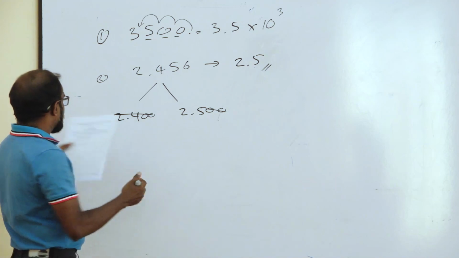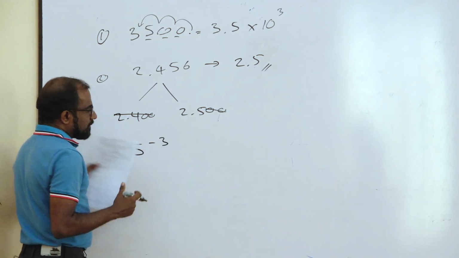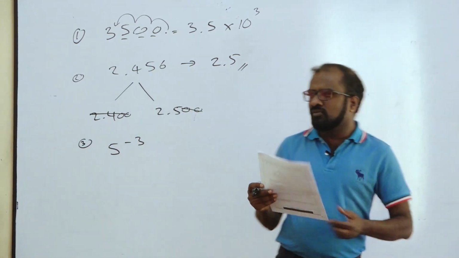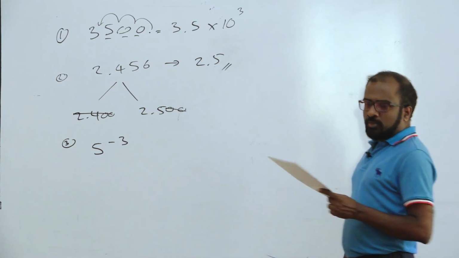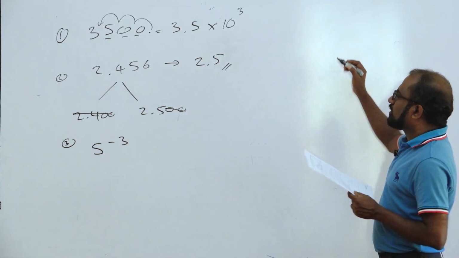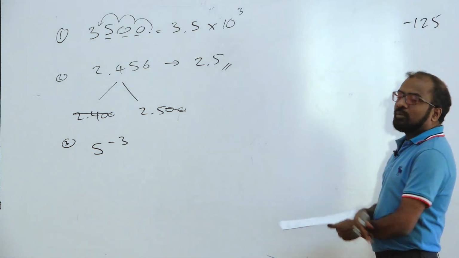Write the value of 5 to the power minus 3. Many children went wrong on this question in the paper. 5 to the power minus 3. Where did you go wrong? Most of the children had written what? Minus 125.